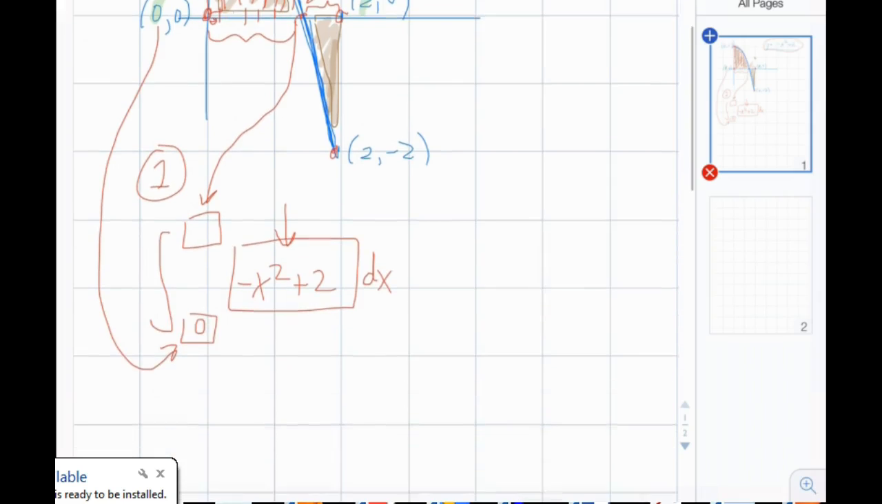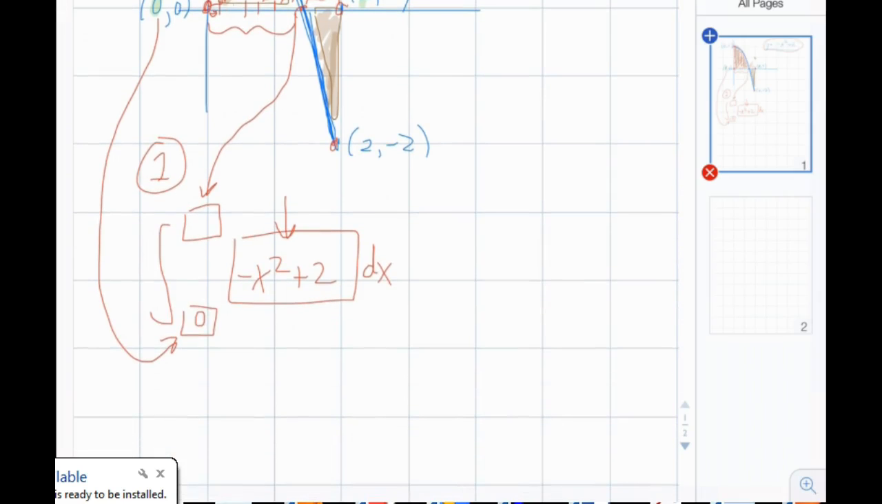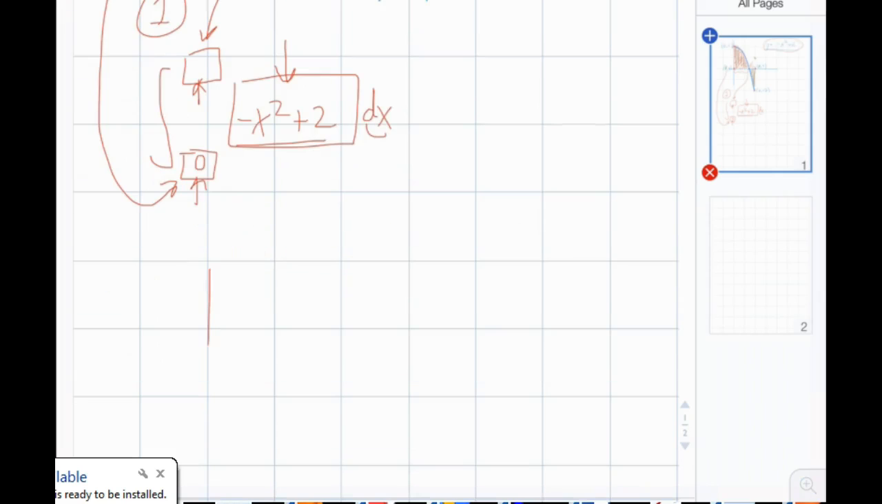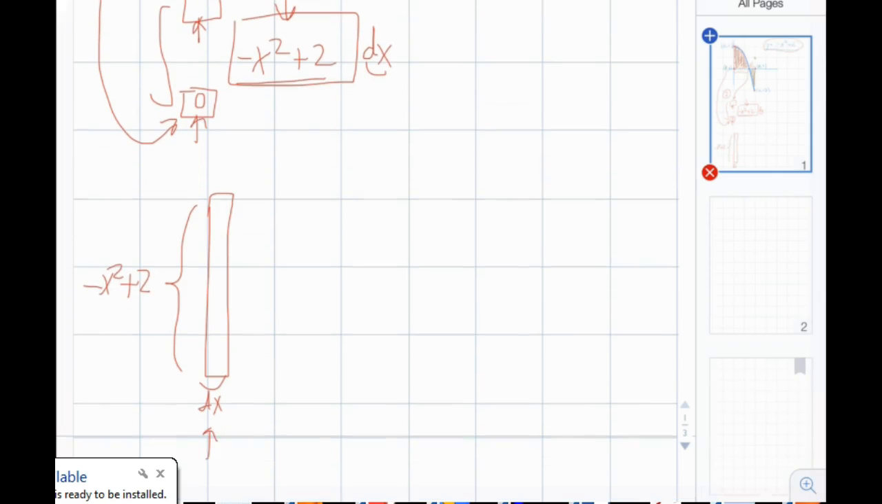Basically, the integral is saying, I am taking a bunch of long, thin rectangles from the leftmost position, which is 0, to the rightmost position, which we haven't determined yet. The height of each rectangle is -x² + 2, and the width of each rectangle is dx. If you were going to draw it, it would look kind of like this. This is a long thin rectangle with width dx. The height is negative x squared plus 2. And the x-coordinate varies from 0 to a.